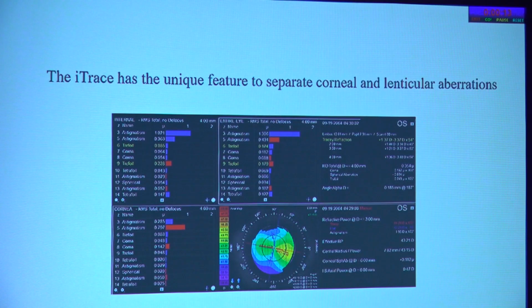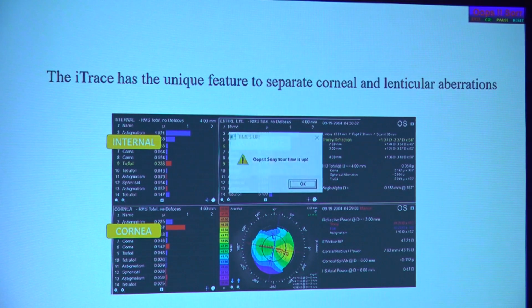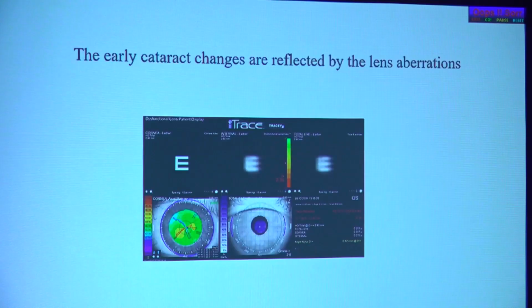The iTrace has a unique feature to separate the corneal and the lenticular astigmatism. So you have the whole eye's aberration and you have the corneal aberration. When you subtract the corneal aberration from the whole eye, it says whether the internal aberration is higher or not. So the origin of aberration, whether it is from the cornea or the internal, could be identified and treated accordingly.